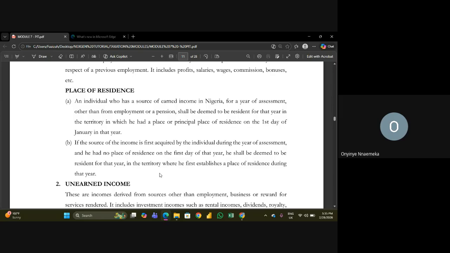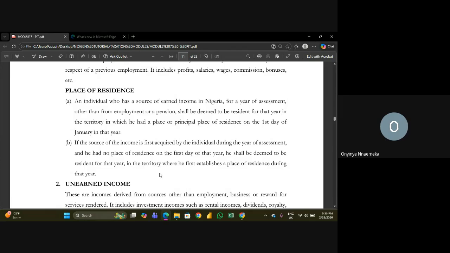If source of income is first acquired by the individual during the year of assessment and he has no place of residence on the 1st day of that year, he shall be deemed to be resident for that year in the territory where he first establishes a place of residence during that year. All these are English. Let me break it down.